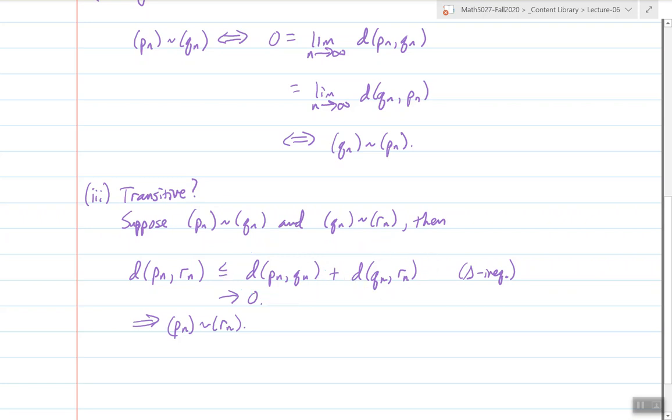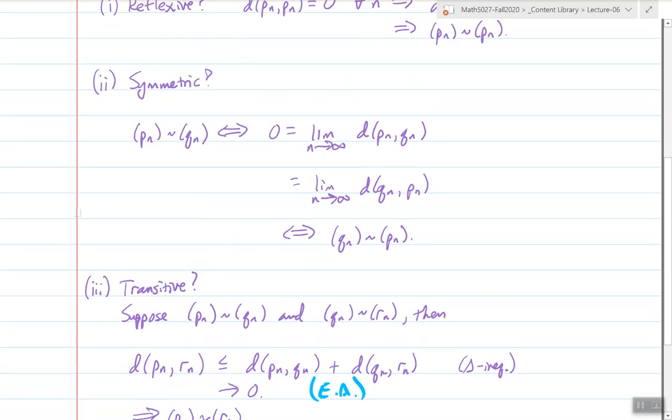So the sum of two sequences of real numbers that converge is the limit of the sums, is the sum of the limits, and the sum of the limits in this case is 0 plus 0. So there you go. I should really say that this is by elementary analysis, right? That's really how I got to there. So there you go. This does define an equivalence relationship.